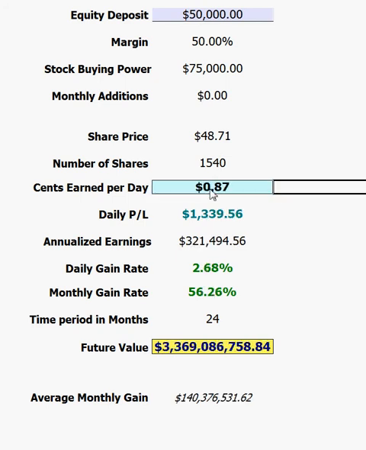We made 87 cents. And you can see that today the daily profit and loss, not counting the commission, was $1,339.56. And so the spreadsheet will calculate this out and let you see that the annualized earnings, if we did that every trading day of the year, and we took 4 weeks off in the year, this spreadsheet calculates $321,000 we would have made this year off of a $50,000 deposit. Of course, we're not going to do that every day. Today was a good day.